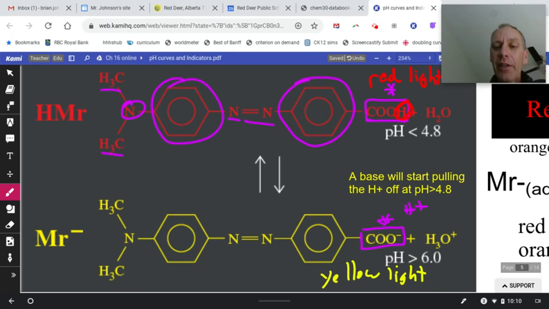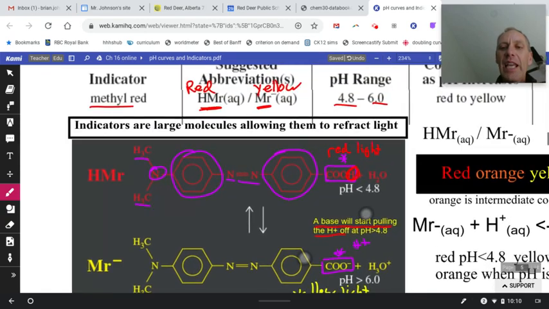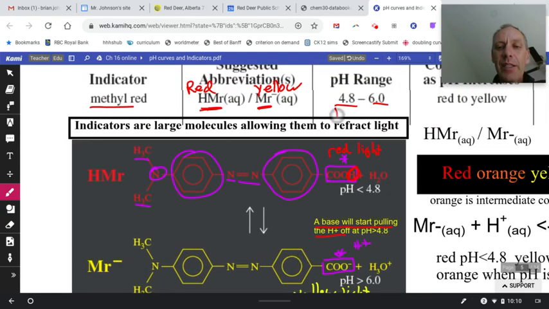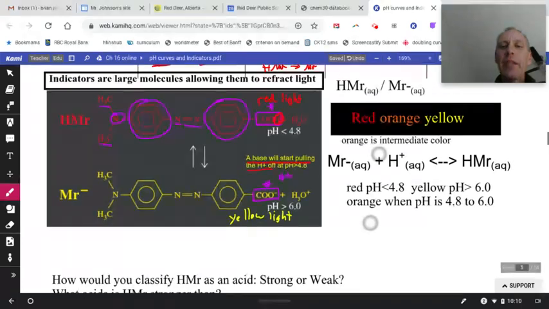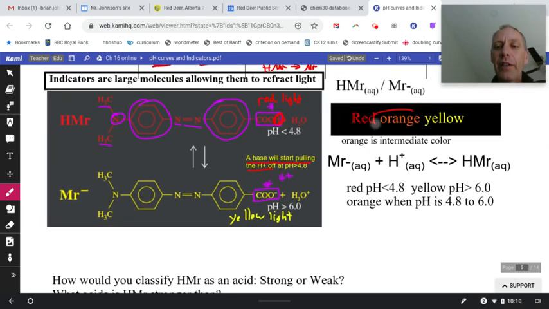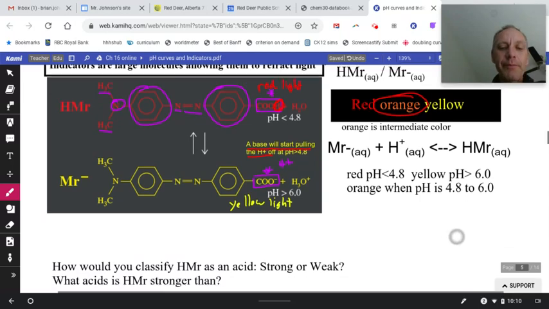And it says here that a base will start pulling the H plus off at a pH of 4.8. So it's in its acidic form. And then at 4.8 or higher, it starts to switch to its basic form as it loses protons. Okay, so that's the idea behind that indicator. And if you're stuck in the middle, you've got a mixture of both. You have orange as its intermediate color.